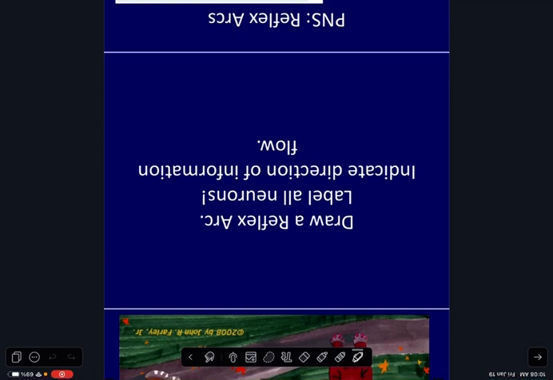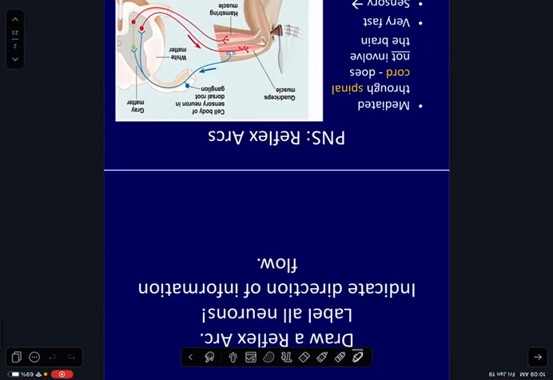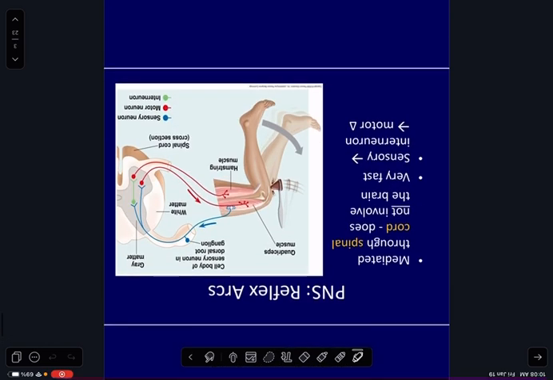Ready? So here's the big view. Remember, the reflex arc goes through the spinal cord, it doesn't go to the brain, which means it's very fast. You start with the sensory neuron. The sensory neuron picks up a stretch in the muscle. So this is a sensory cell that's within the muscle fiber itself. It's not anything to do with vision or touch or anything like that.